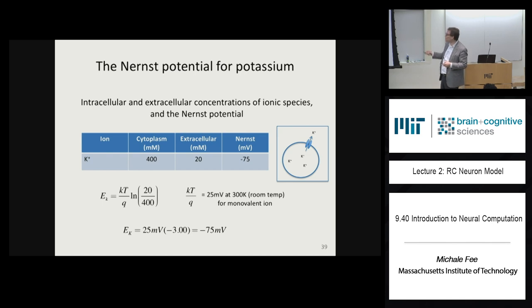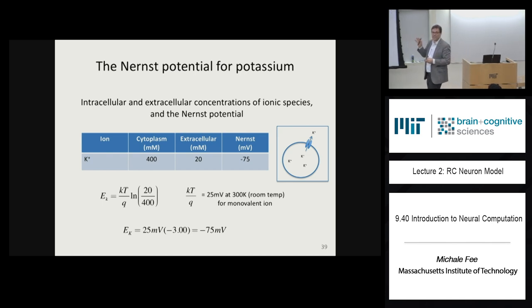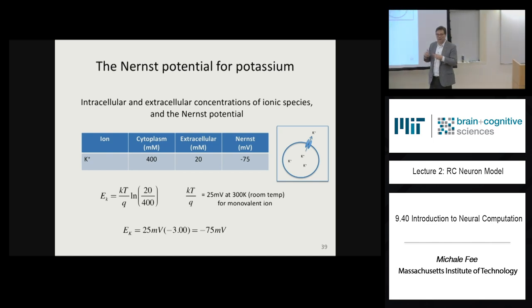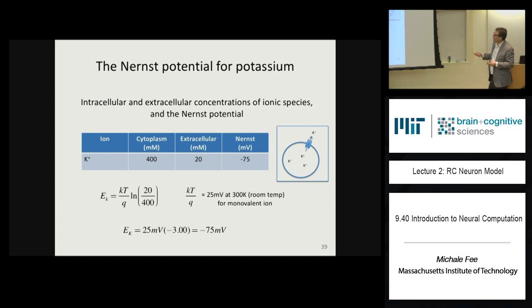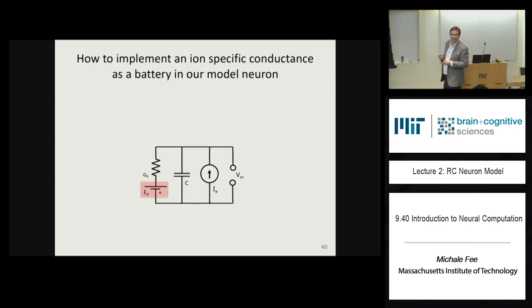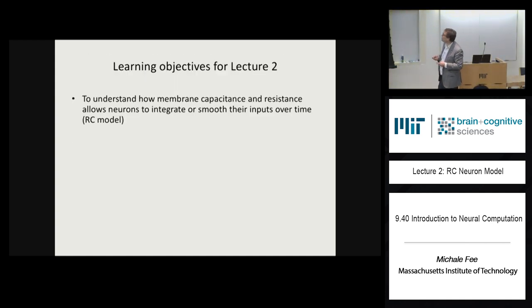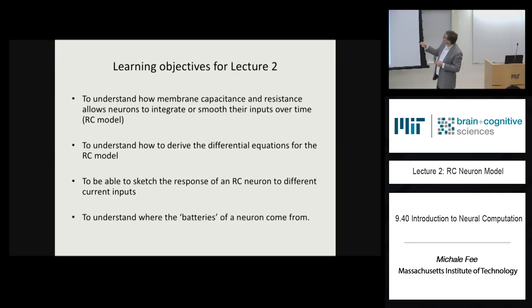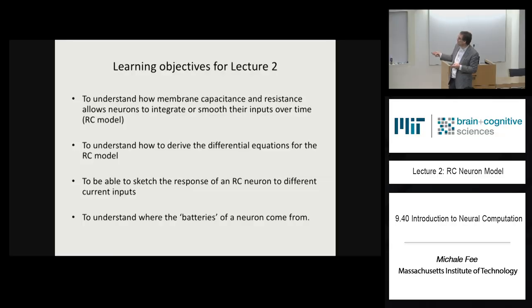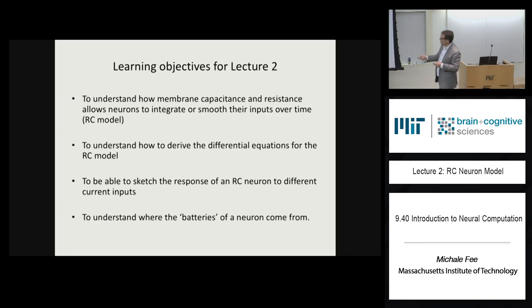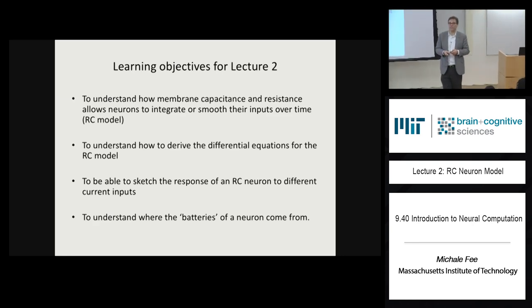Okay? So the battery, in those video modules that I recorded for you, explains how you incorporate that into a battery in our circuit model. And so we've done all of these things. We've looked at how membrane capacitance and resistance allows neurons to integrate over time. We've learned how to write down the differential equations. We're now able to look at a current input and figure out the voltage change. And we now understand where the batteries in a neuron come from.